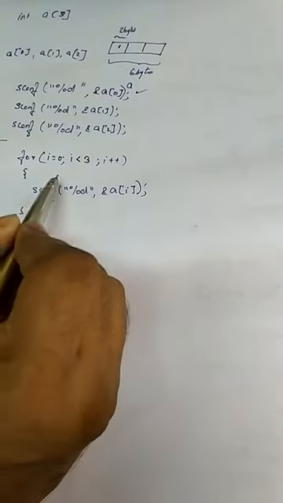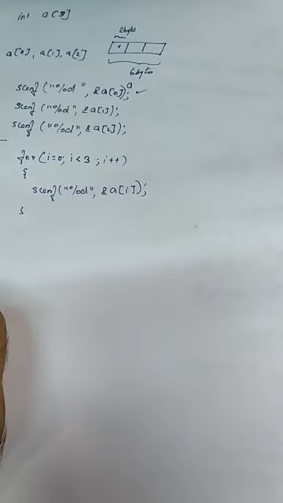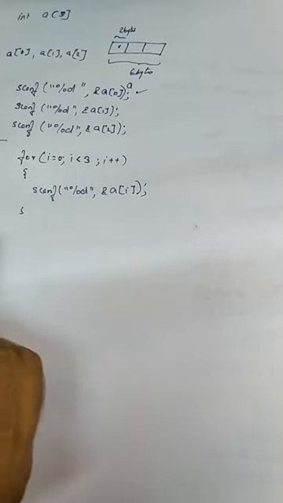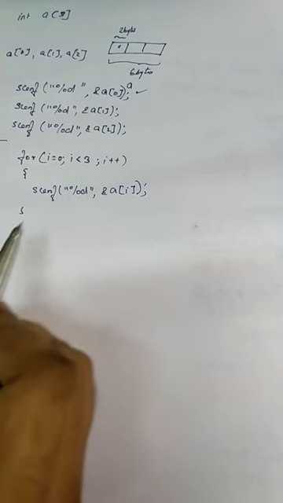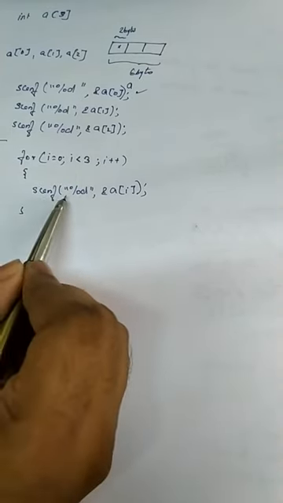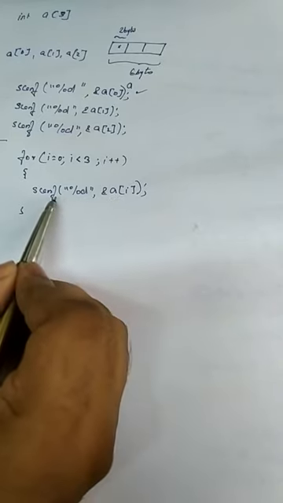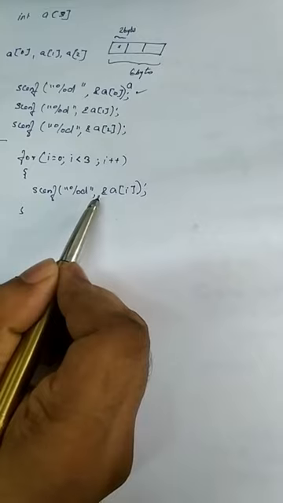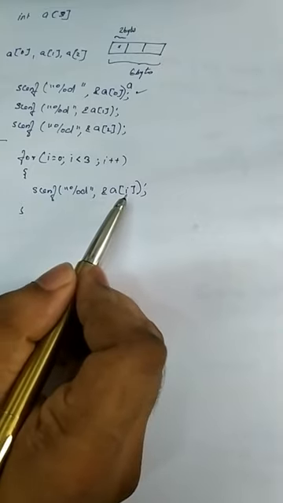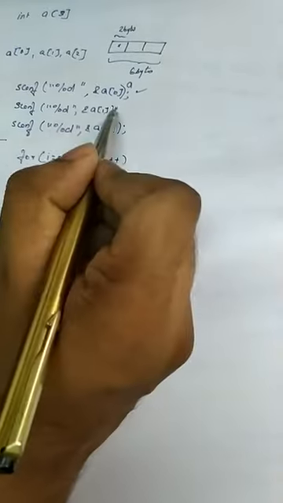Likewise, when the loop repeats, the value of i will be incremented. The value of i is 1. Now it will check whether 1 is less than 3. Yes, 1 is less than 3. So the scanf statement will be like scanf %d ampersand a of i. The value of i is 1. So it will be scanf %d ampersand address of a of 1, which is the same as the second statement.